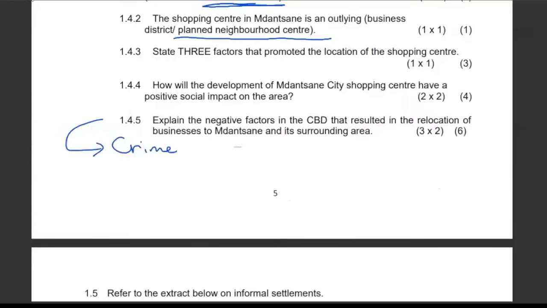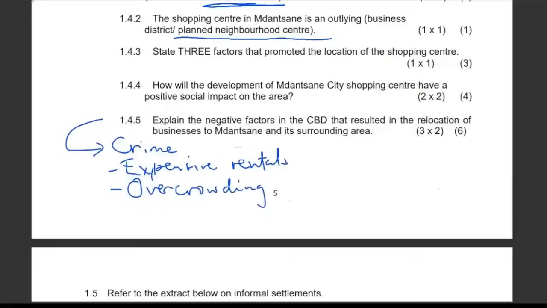So crime is very high, and also we can talk of expensive rentals. In the CBD, the land values are high, such that the rentals are also high for the business. So it becomes a negative implication for the business. Aspects like overcrowding. The CBD is overcrowded. There are lots of people there in the CBD. It's not conducive to do business in the CBD because now it's overcrowded.